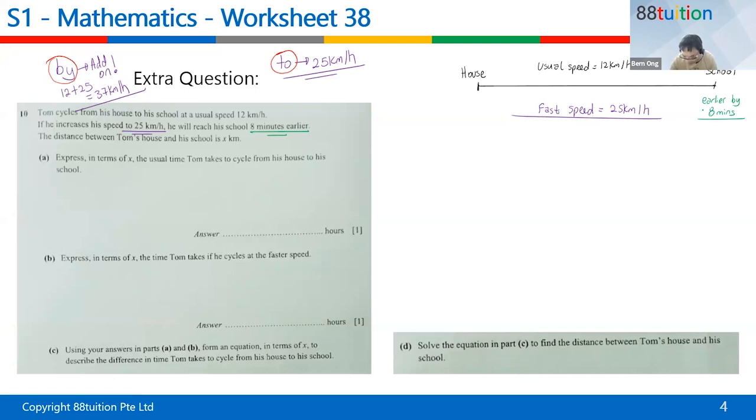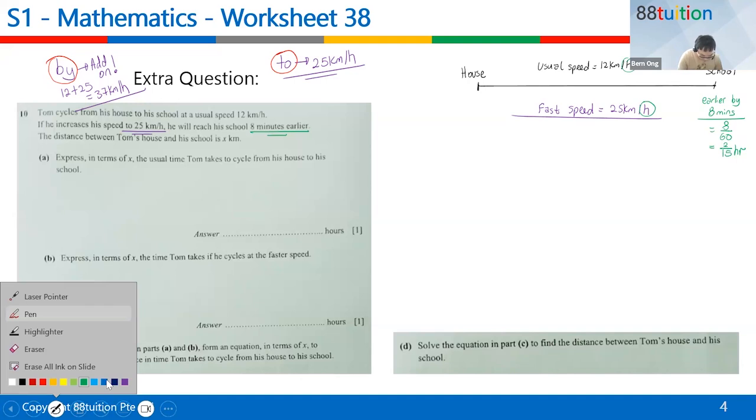And this 8 minutes, because everything is in hours, I will automatically change it to hours: 8 divided by 60. If you press your calculator, minutes change to hours, 8 divided by 60, you get 2 over 15 hour. So he is 2 over 15 hours earlier. And here comes the very important clue.